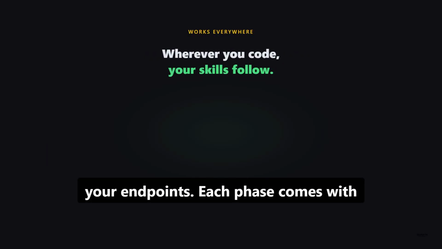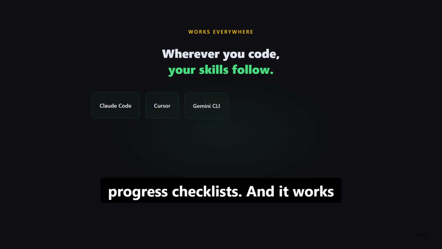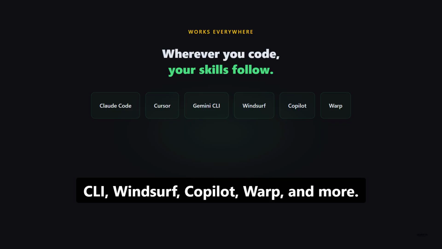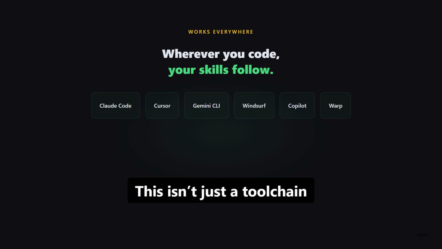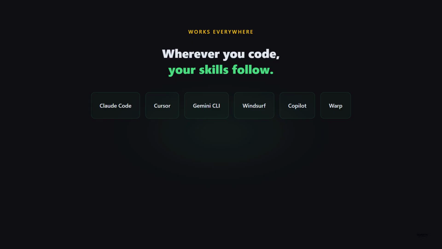Each phase comes with working code templates, performance benchmarks, and progress checklists. And it works everywhere: Claude Code, Cursor, Gemini CLI, Windsurf, Copilot, Warp, and more. This isn't just a toolchain, it's your API's 6-star Michelin guide.